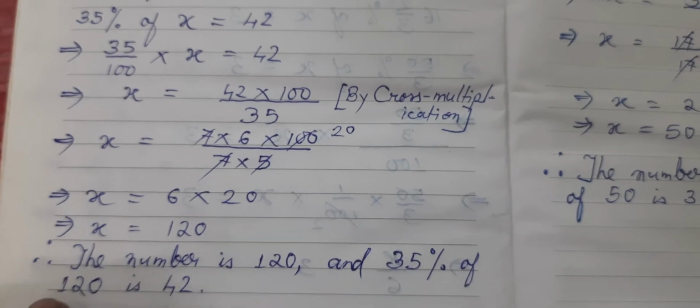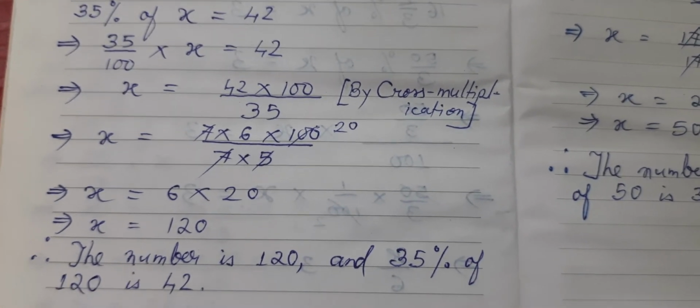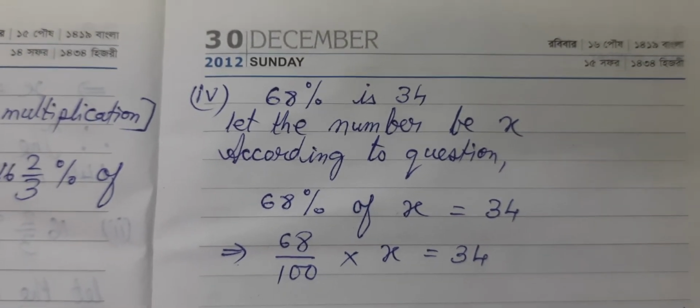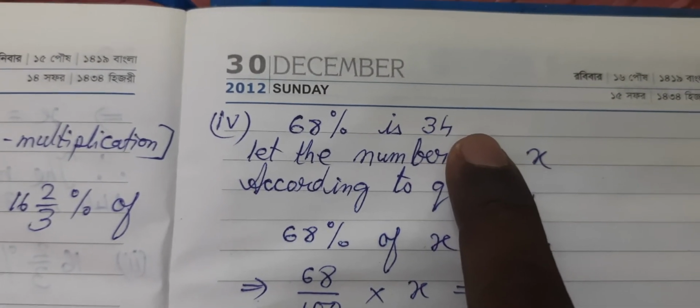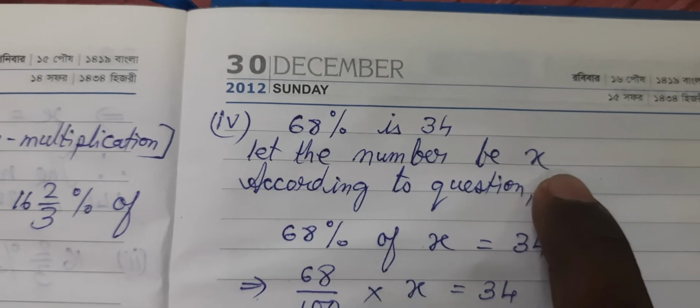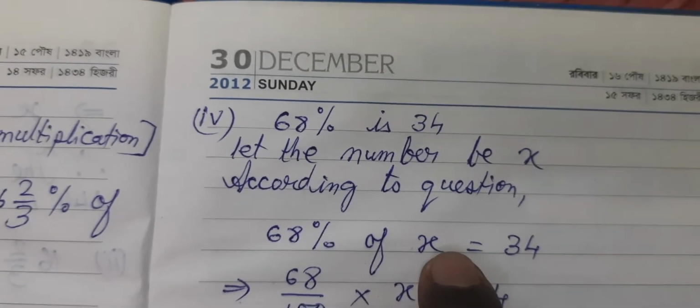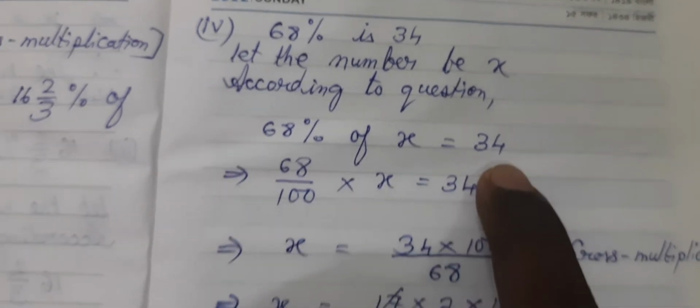So 35% of 120 is 42. Part 4: 68% of a number is 34. So what is that number? The number is unknown, so let that number be x. According to the question, 68% of x is 34.